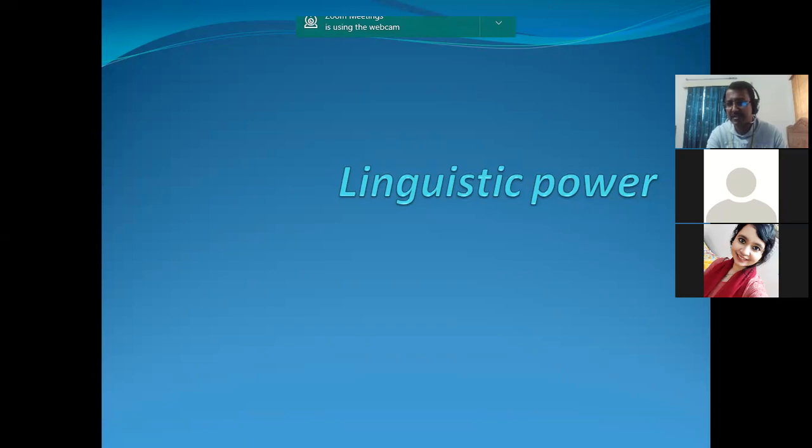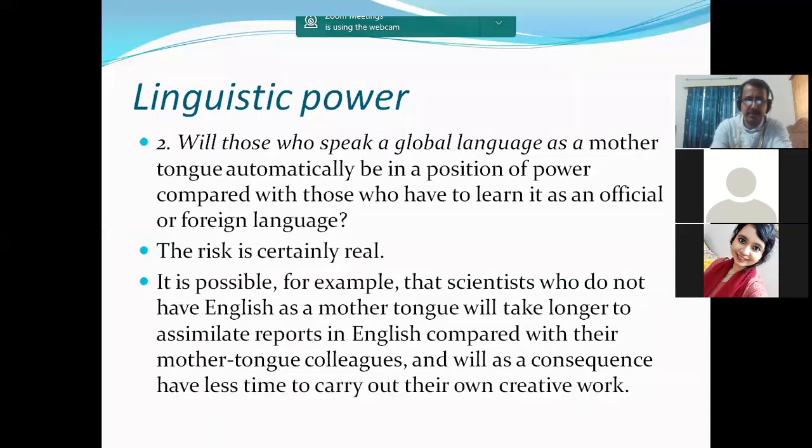So these are the dangers. And this point connects to the linguistic power that we discussed at the very initial stage of today's class: the person who uses a global language as their mother tongue will be in a more advantageous situation. So what kind of power is this? Will those who speak a global language as a mother tongue automatically be in a position of power compared with those who have to learn it as an official or foreign language?